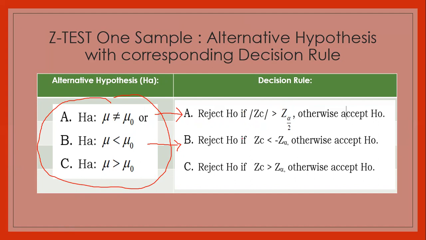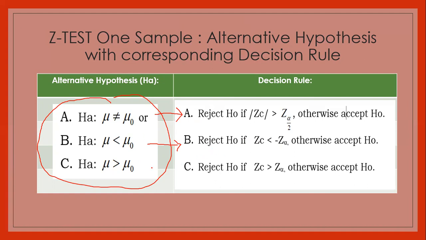Okay, so always positive. Pagdating naman po dito sa letter B, if your alternative hypothesis is less than, then this will be our decision rule. Reject H0 if Z sub C is less than the negative. So kung ano man po yung makuha natin na tabulated or critical, you get the negative of that. Gawin nyo siyang negative always.